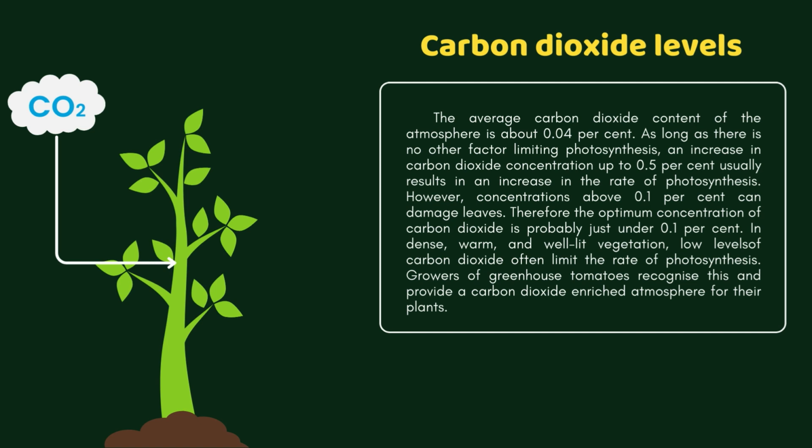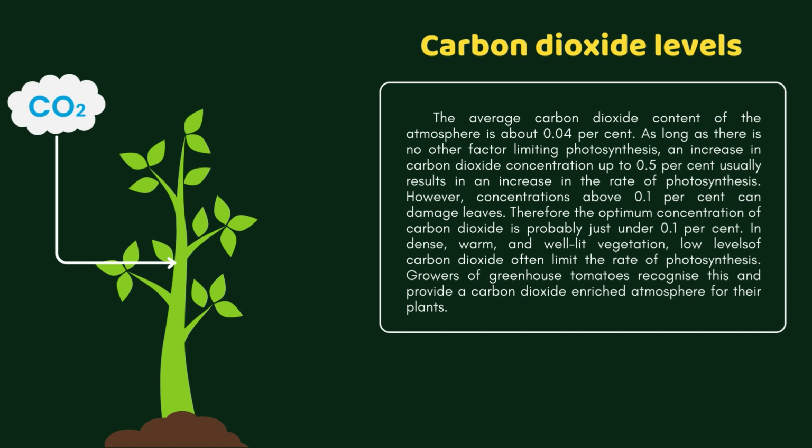Carbon dioxide levels. The average carbon dioxide content of the atmosphere is about 0.04%. As long as there is no other factor limiting photosynthesis, an increase in carbon dioxide concentration up to 0.5% usually results in an increase in the rate of photosynthesis. However, concentrations above 0.1% can damage leaves. Therefore, the optimum concentration of carbon dioxide is probably just under 0.1%.